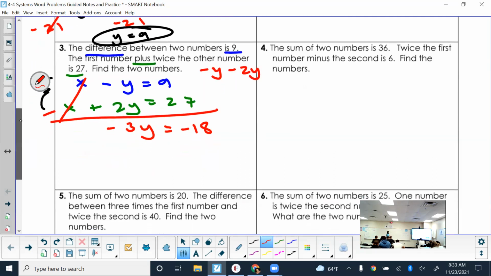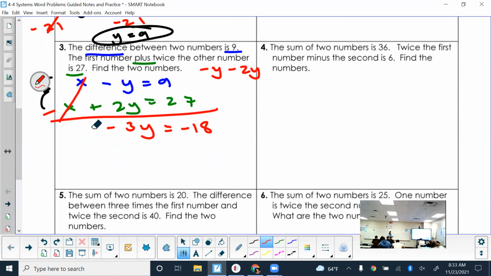All right, now solve for y. How do you get y by itself? Good. And y equals negative 18 divided by negative 3. Positive 6. All right, I'm going to circle that. That's part of my answer. One of my numbers is 6. How can I find the other number?